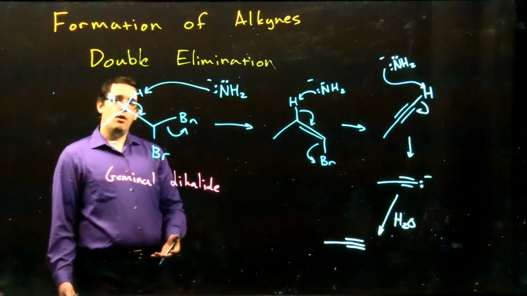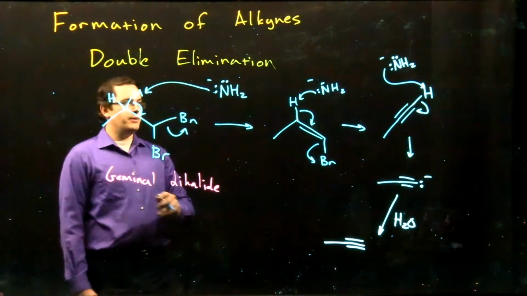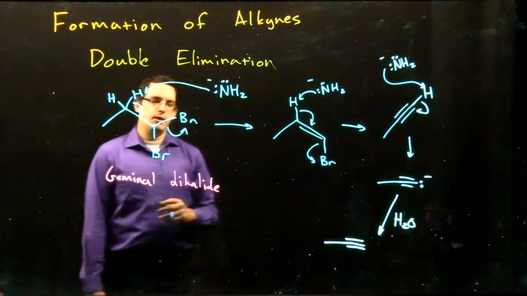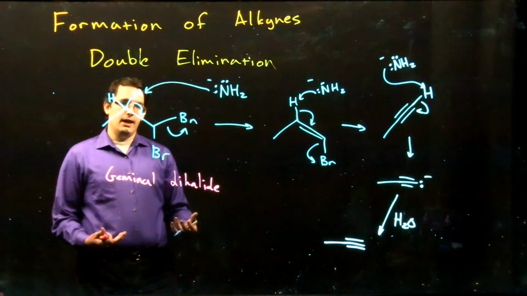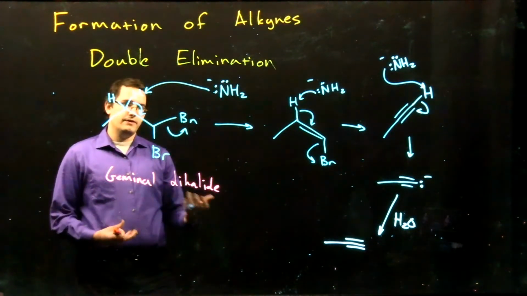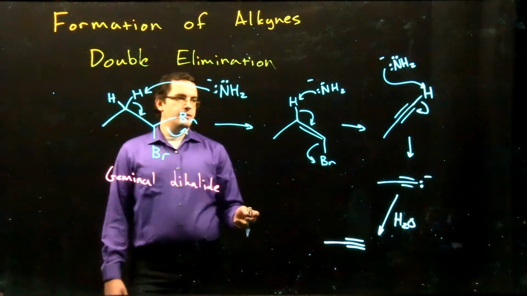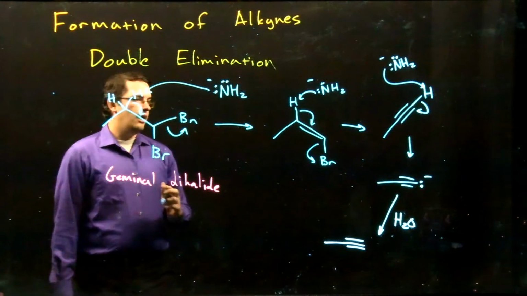Now you might ask, why don't we just use an internal dihalide so that we don't have to worry about creating that terminal alkyne that's then going to react? But the problem with an internal dihalide is that you'll have potential regioselectivity issues where you could be forming double bonds on either side of your halogen.